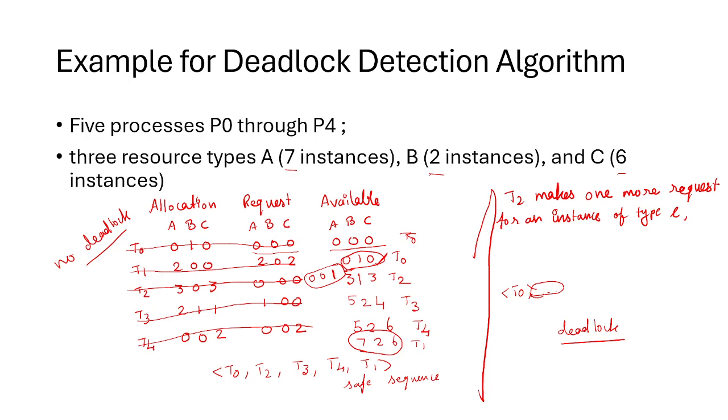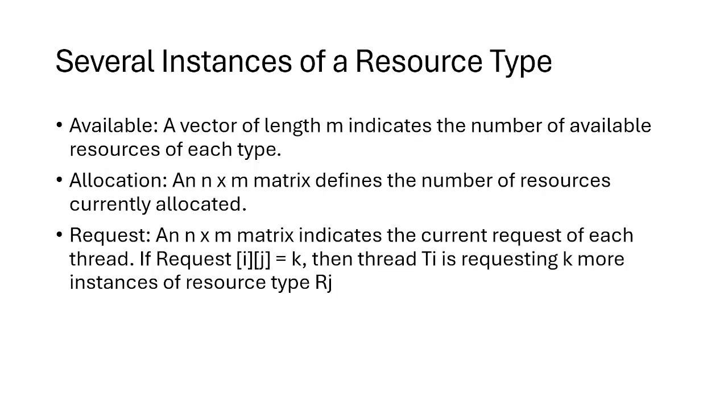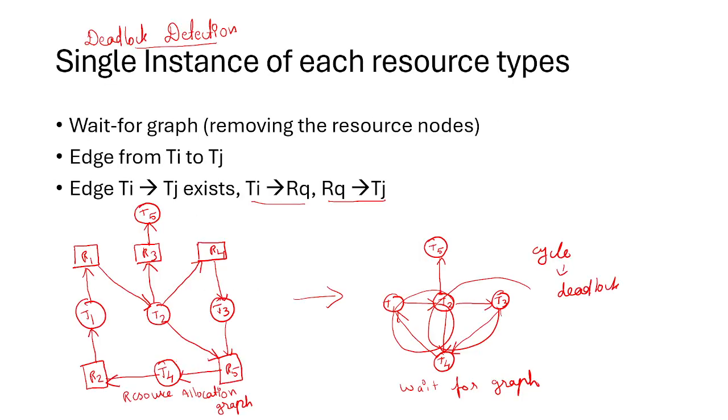So we need an order of m times n squared operations to find whether the system has a deadlock or not. In the wait-for graph, to detect a cycle itself, we need an order of n squared operations. Okay, thank you.